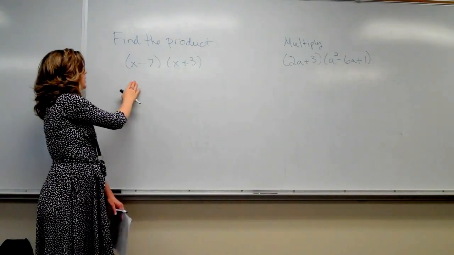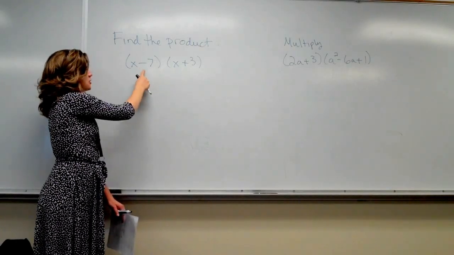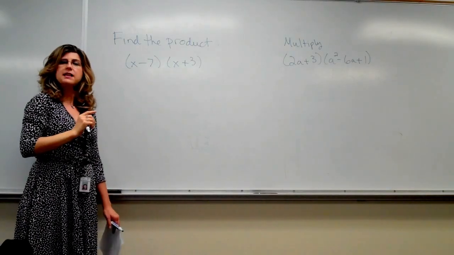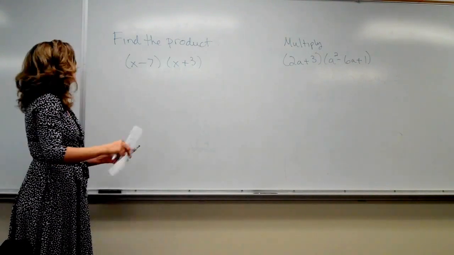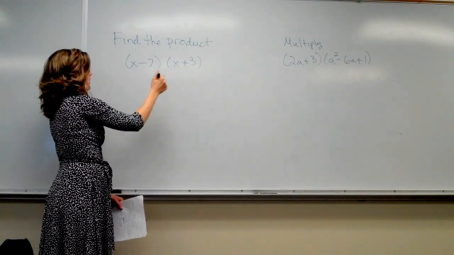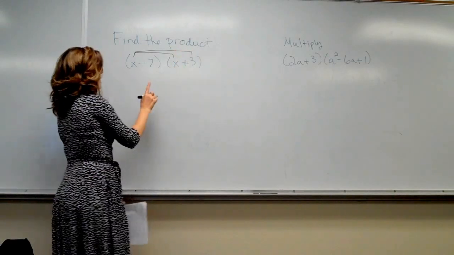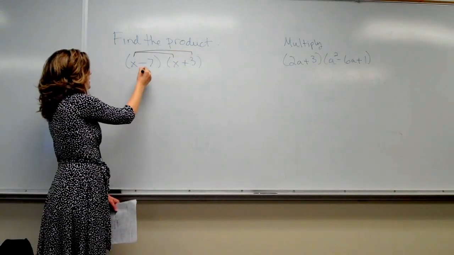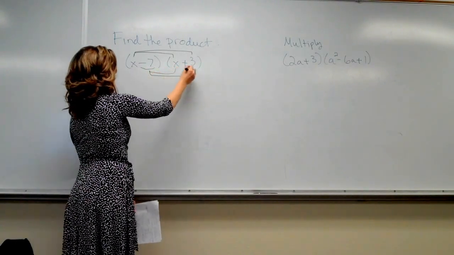When we have these, we can see that we have x minus 7, x plus 3. See how there's a plus or a minus sign in the middle? This indicates that we are going to multiply using another method. So we need to multiply this x times the x and the plus 3. Like this. Then we need to multiply the minus 7, not just the 7, remember the sign, by the x and by the plus 3.